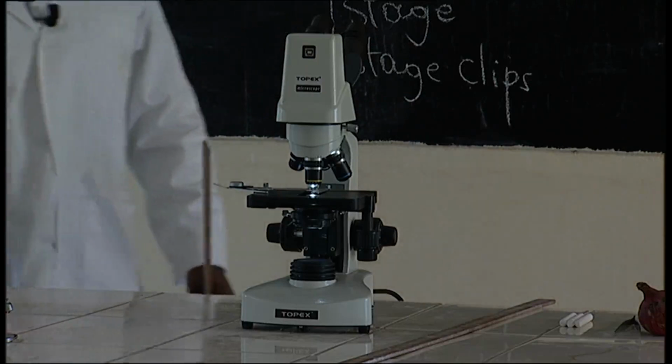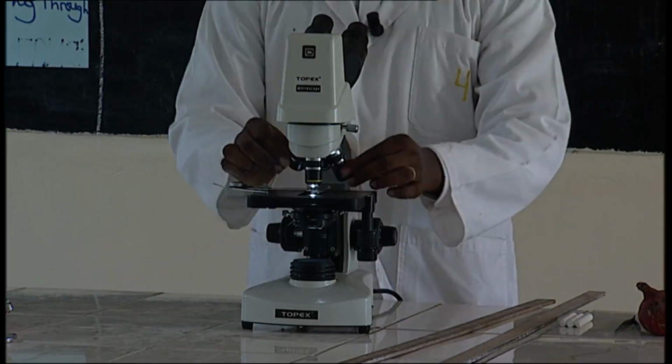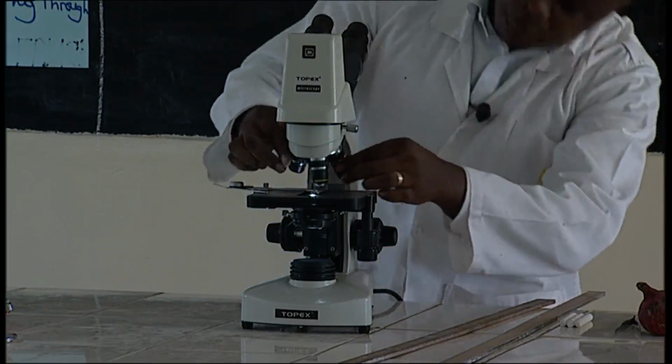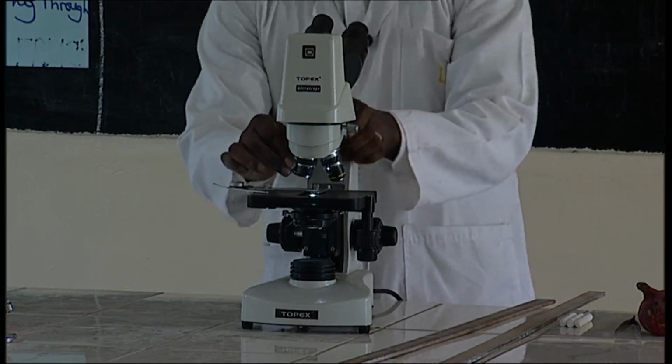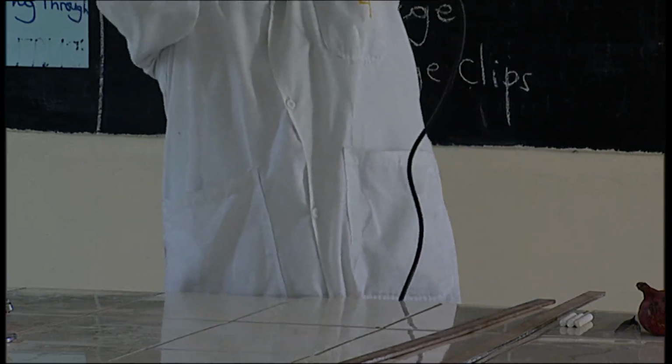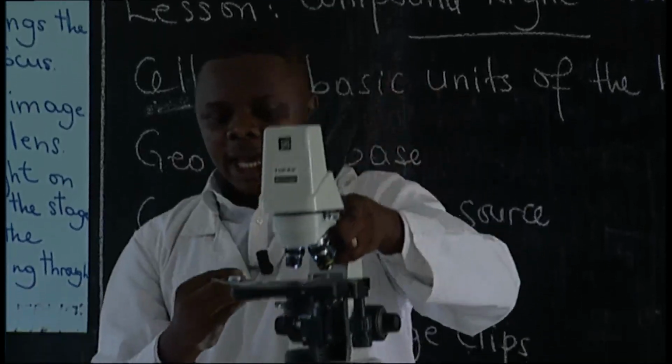Then from there, we have what we call objective lens. You can see here we have 4 of them. They are different in size. These are objective lens. They are different in size.